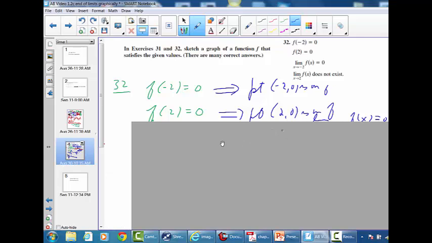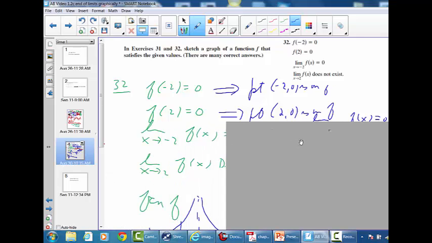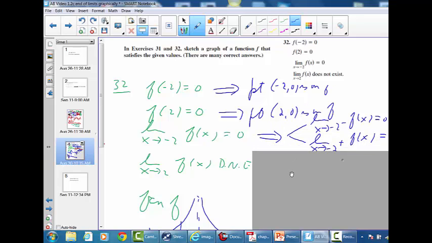If it says the limit as x approaches negative 2 of f of x is equal to 0, then that's telling you that the two one-sided limits, both from the left at negative 2 and from the right at negative 2, are both 0. It tells you nothing about what happens at negative 2. This is what tells you what happens at negative 2.